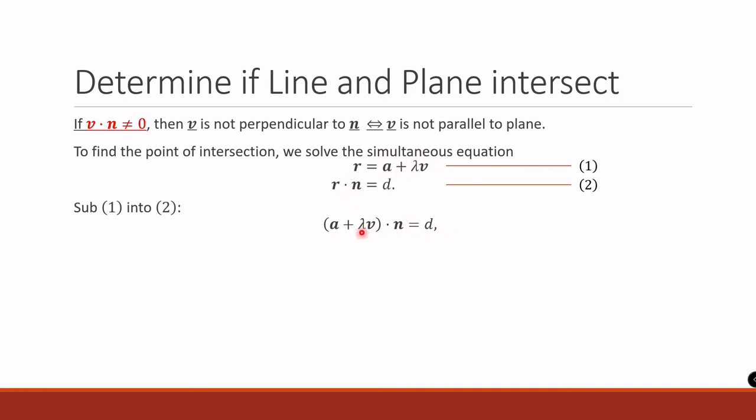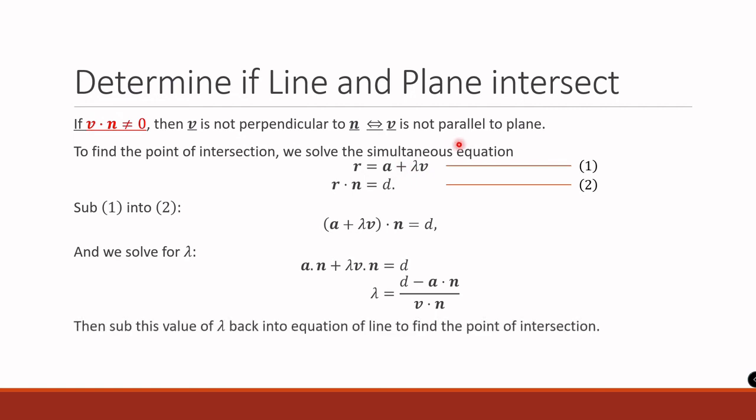My job is to find lambda, right? So I will go on and expand the bracket. It will look like this. I will make lambda the subject. It will look like this. So this value of lambda will tell me the point of intersection. All I need to do is take this value, substitute back into equation 1 and evaluate. That gives me the point of intersection.